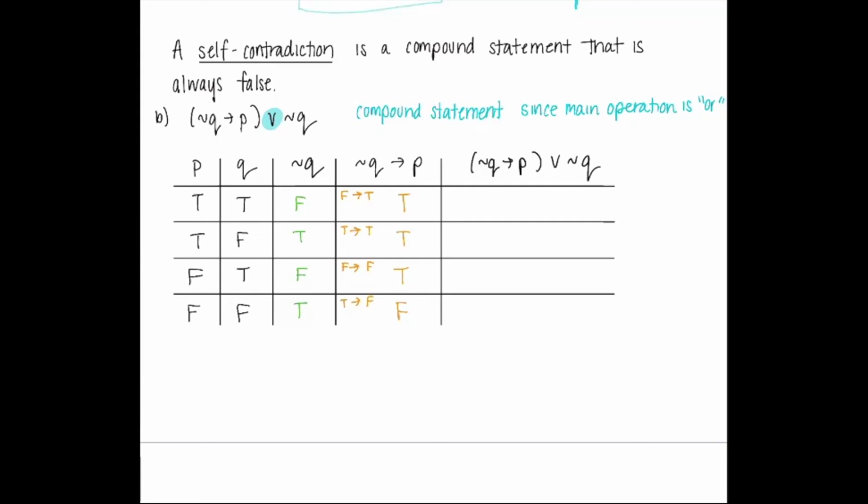Now I can do my or, put my truth values of this first statement. That's true, true, true, false. We're doing or, put not Q, which is false, true, false, true. And we're just asking, is one or the other true? And in all of these cases, yes. Okay. So I've got a compound statement now that is always true. This is called a tautology.